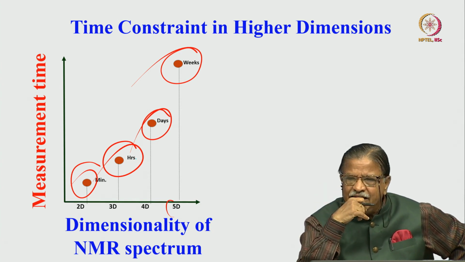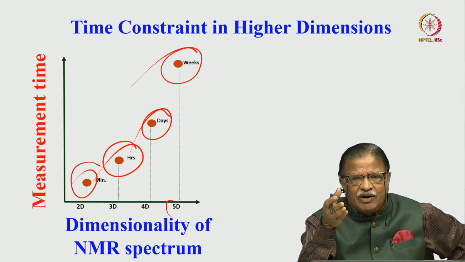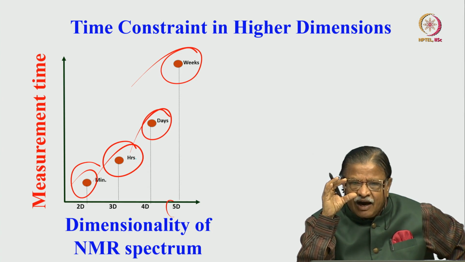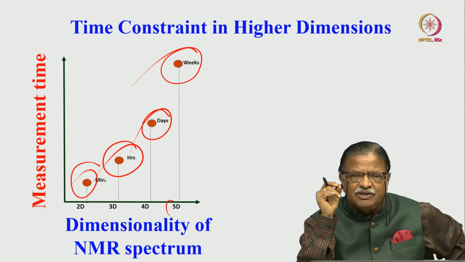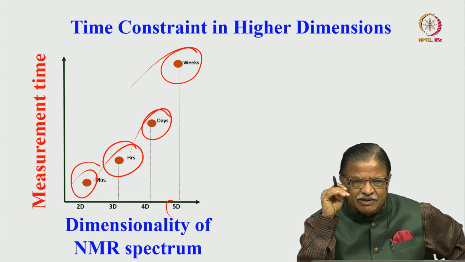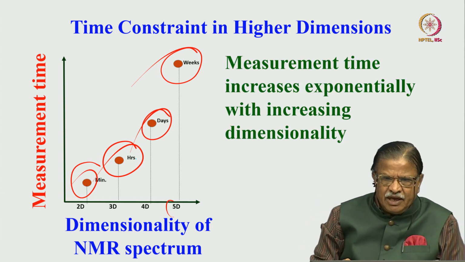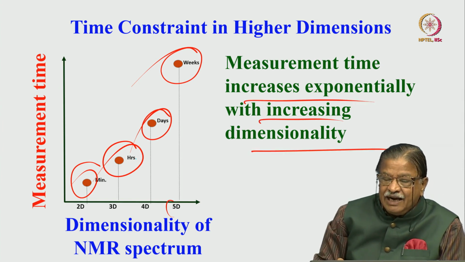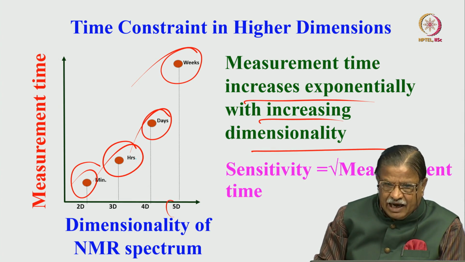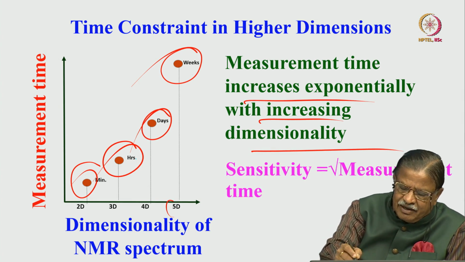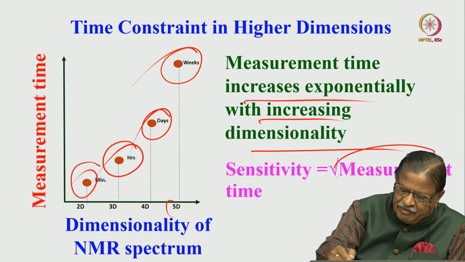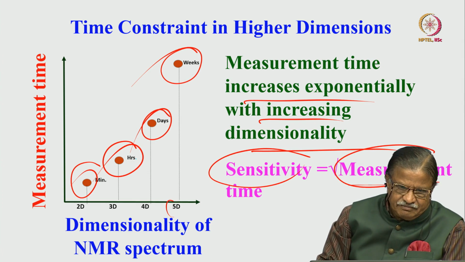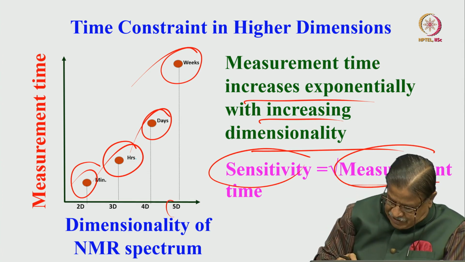When so much money has been invested, nobody will give you 1 week or 2 weeks or 3 weeks to do an experiment. So you have to decide judiciously, depending upon the information you want to derive, whether you want to do a higher dimension experiment or not. So there is a time constraint. Measurement time increases exponentially with increasing dimensionality. All right. And as the measurement time increases, sensitivity also changes. Sensitivity goes by the square root of the measurement time.